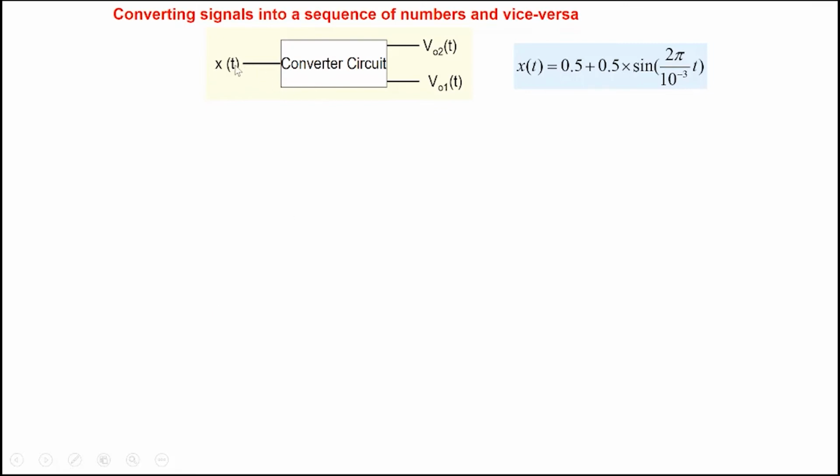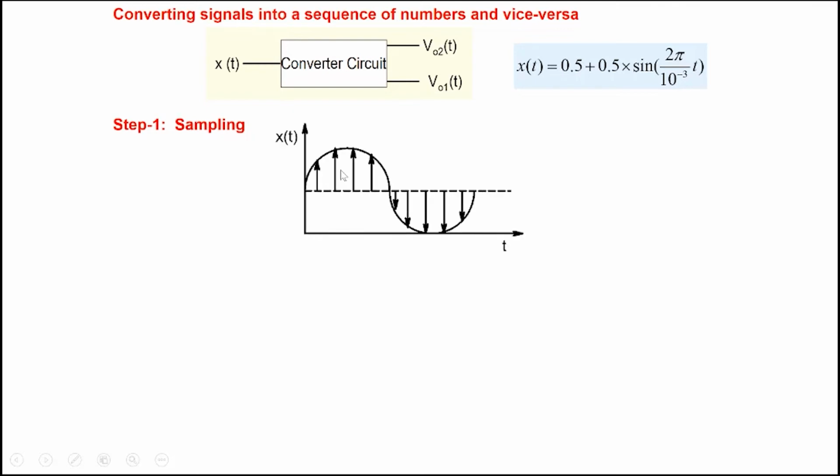So let's stay with the example. We have an analog signal here, x(t), and we want to convert it into 2 decimal digits. Let's say the analog signal x(t) is 0.5 plus 0.5 sine(2 pi 10^-3 t). The first step in converting an analog signal into a digital signal is what we call sampling. We take the signal shown here and sample it at discrete intervals of time. At this particular point, we capture the signal, whatever the value of the signal is at this instant. Similarly, whatever the value is at this instant, we record it.